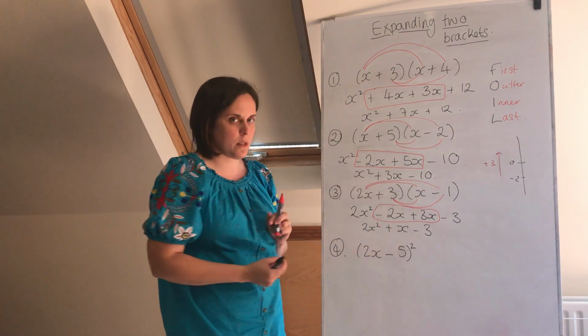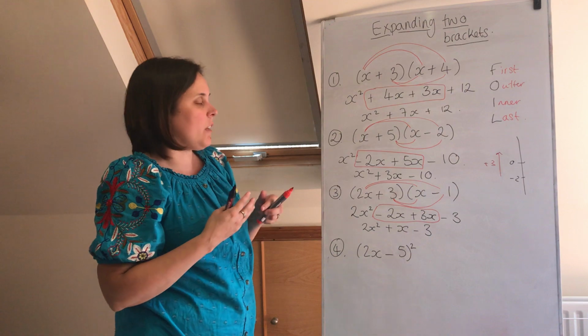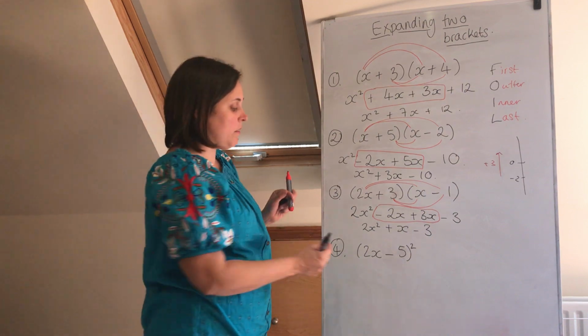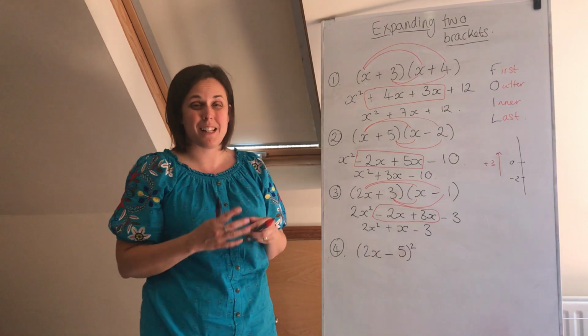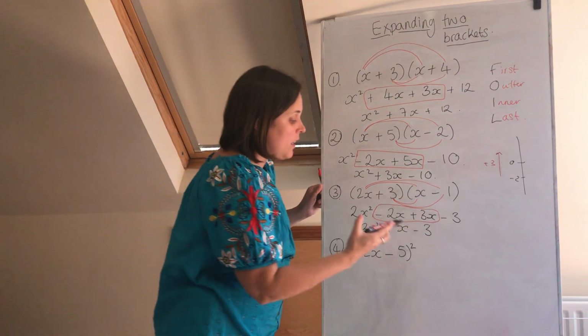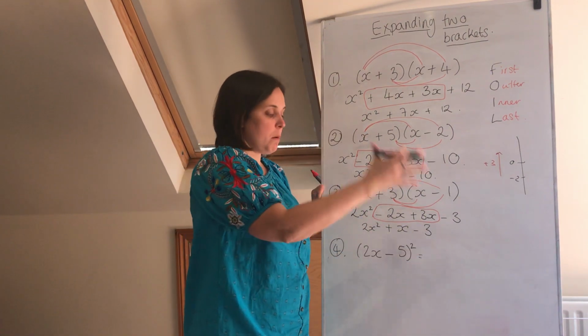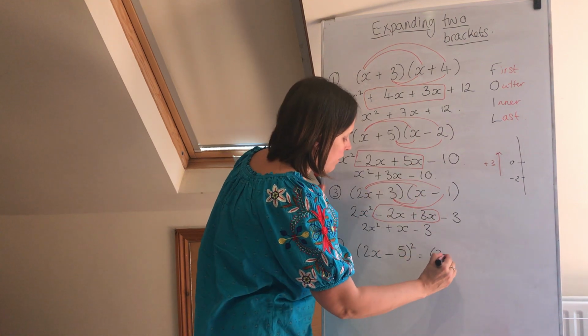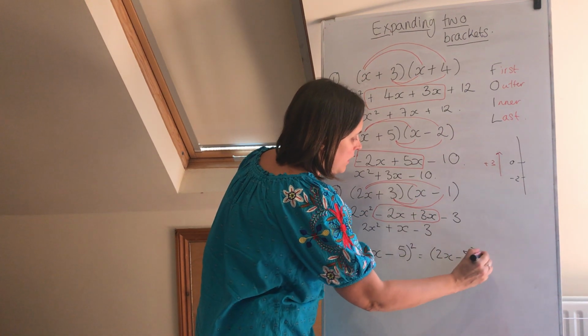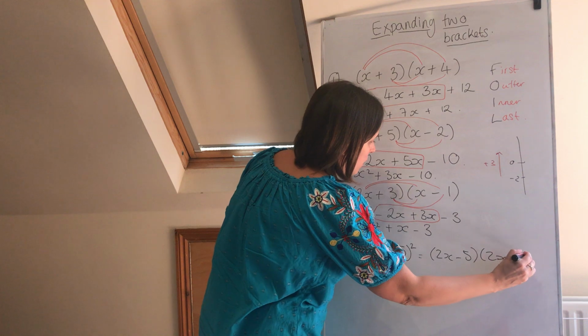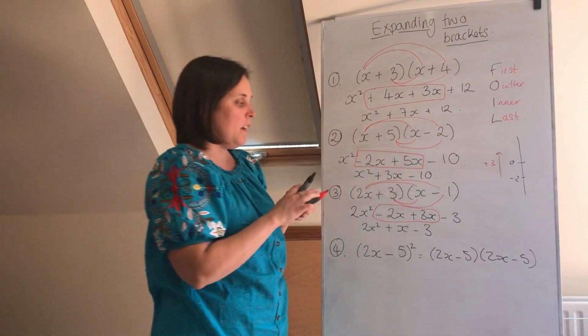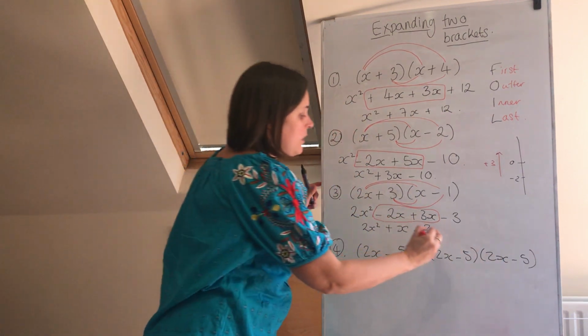The last example I've got here for you is one that looks a little bit different because it's that bracket squared. The trap that most people will fall into is that they'll just square those two terms, and that's not quite right. The first thing you need to do is write out what that is. Squared means multiplied by itself. So we have 2x take away 5 times 2x take away 5. And then you expand your brackets.